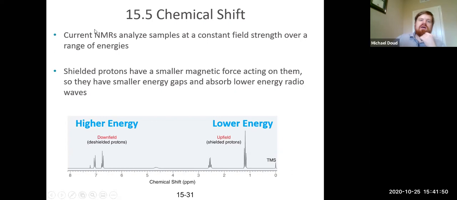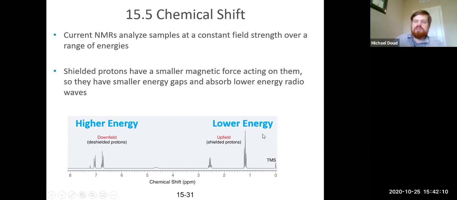Right. So again, the NMRs that we talk about now use a constant field strength, and then you irradiate all the radio waves, and then you tease out the individual signals using a Fourier transform. But here's the big takeaway here.